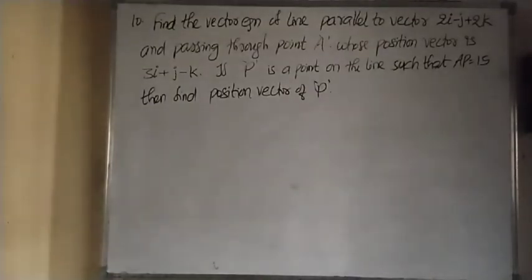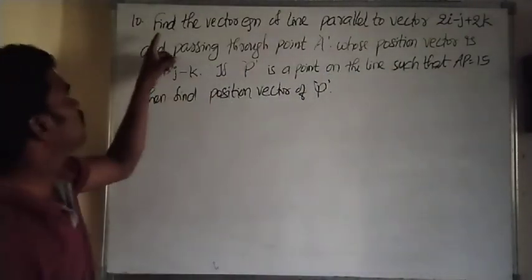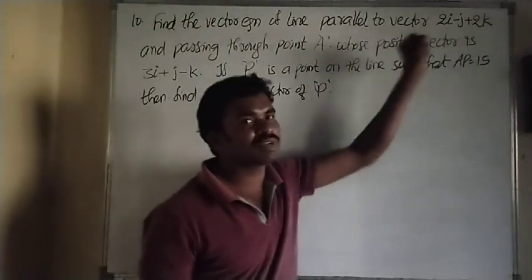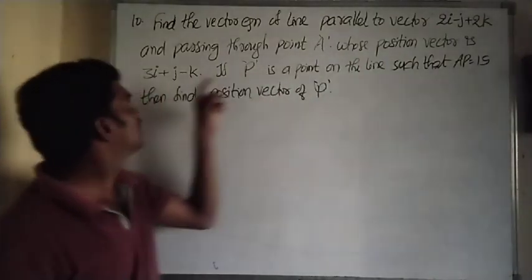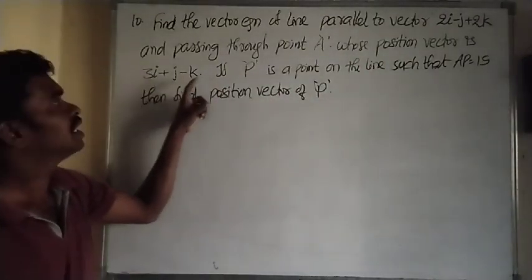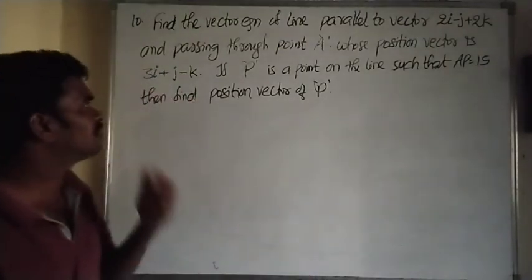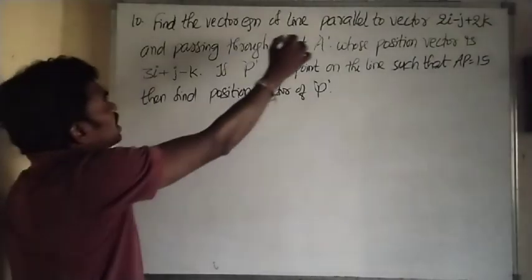Okay, last question in this part, not only in this part, in this chapter also. Find the vector equation of the line parallel to the vector 2i minus j plus 2k and passing through point A whose position vector is 3i plus j minus k. If P is a point on the line such that AP equals 15, then find the position vector of P.